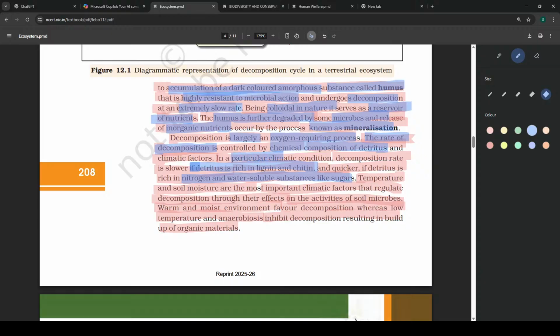Then it also depends on the climatic conditions. Like the rotting of vegetables or fruits in summer is much faster than in winter, because the rotting rate depends on temperature and climatic conditions. Temperature and soil moisture are the most important climatic factors that regulate decomposition through their effects on the activities of soil microbes. Which environment makes decomposition faster? A warm and moist or humid environment favors decomposition. Where decomposition is slow: low temperature like in winter, less oxygen content, less moisture, anaerobiosis meaning less oxygen, inhibits decomposition, resulting in a buildup of organic materials.